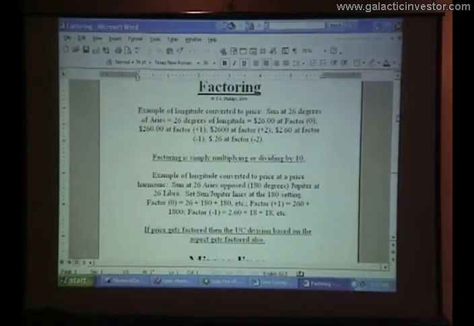So you have to adjust the factors according to the time frame you're trading and the price level of the market you're looking at.